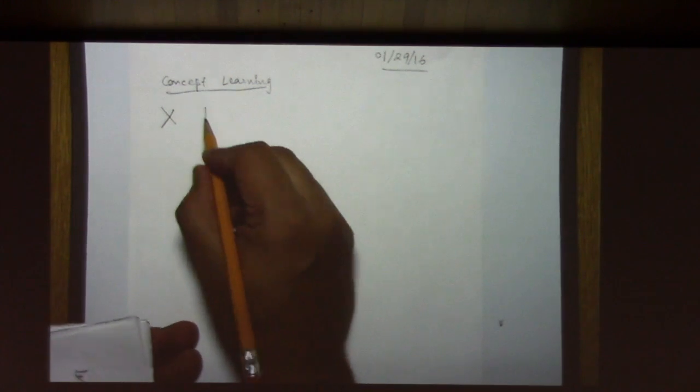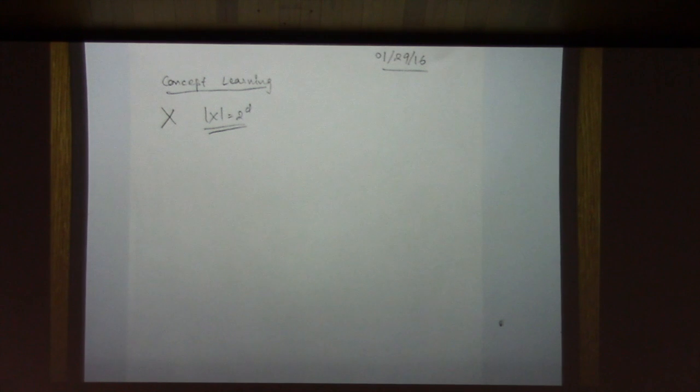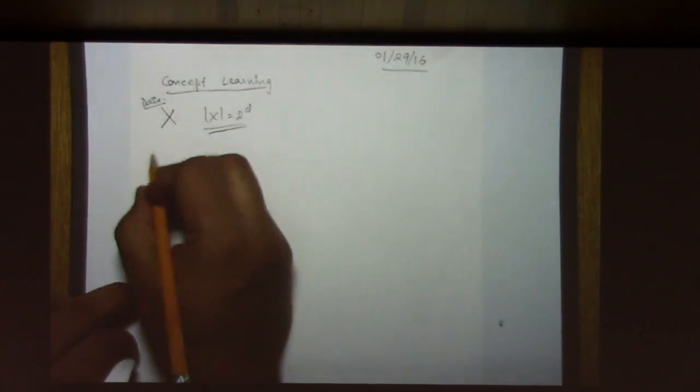This is your world of objects, and we denoted this with the symbol X. And then we said, okay, there could be 2 power D, which means that the size of X is 2 power D. But this is only true if all of these are binary, right? The second thing we introduced was, so this is our data. The next thing we talked about is a concept.